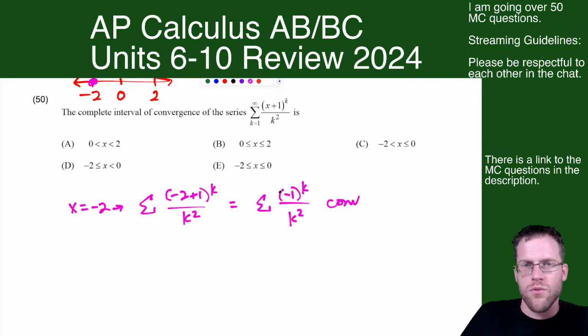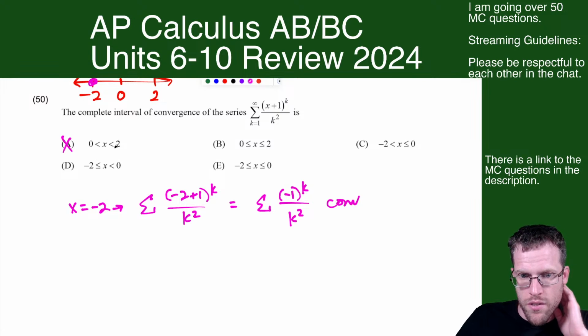Even I could just do the absolute convergence here. I could just take the absolute value, and the absolute value of the series converges. So the original series converges as well. It has absolute convergence. That means -2 is part of the interval. So this is out because this doesn't include -2. -2 is not between 0 and 2. So this one's out. This one's out. And this one's out. So it has to be part of it.